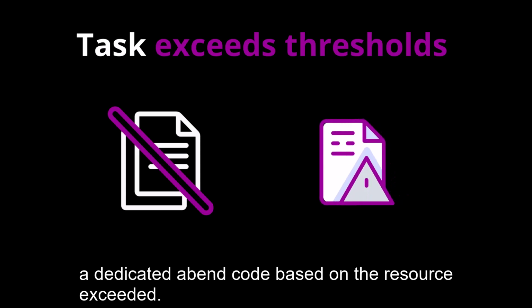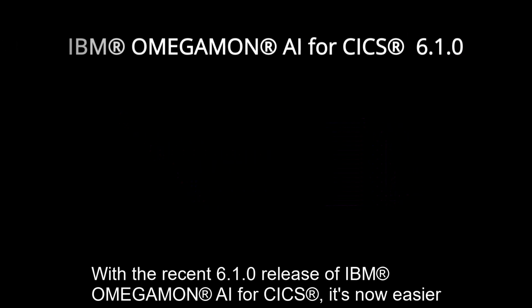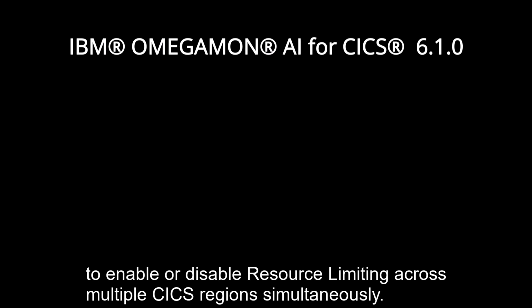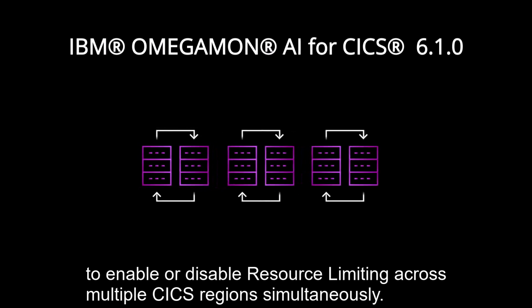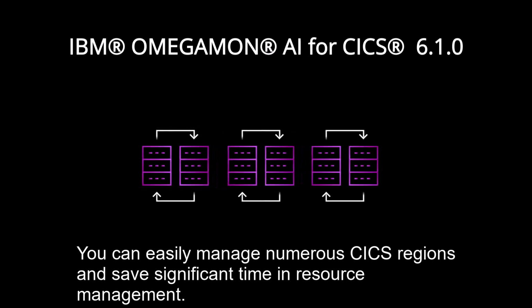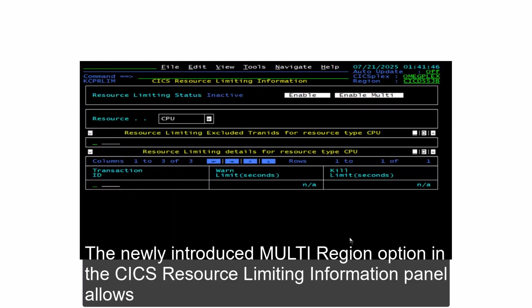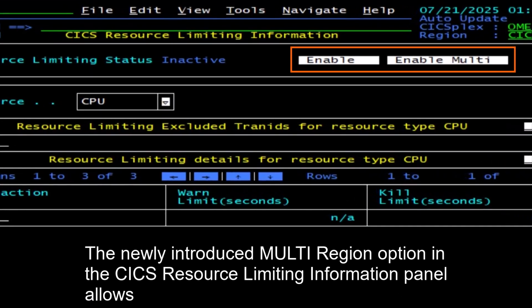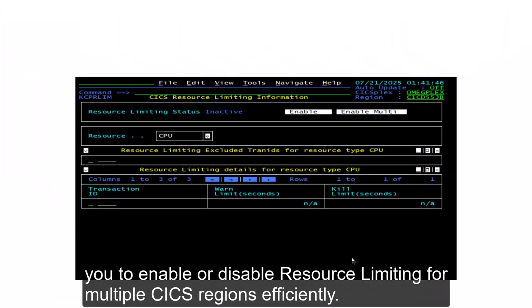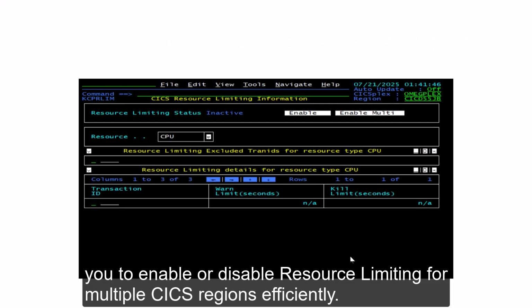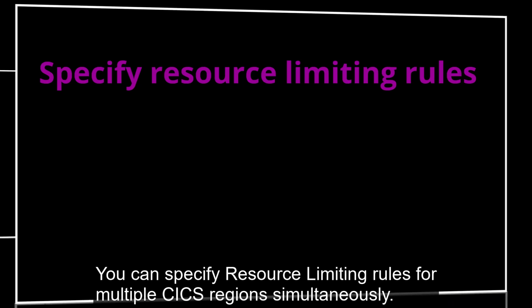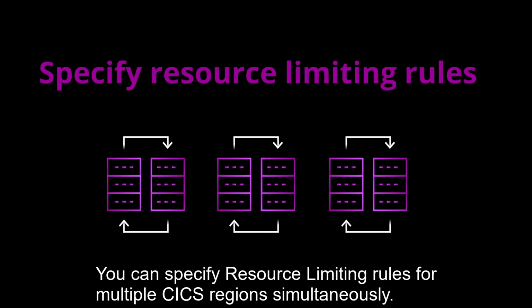With the recent 6.1.0 release of IBM OMEGAMON AI for CICS, it's now easier to enable or disable resource limiting across multiple CICS regions simultaneously. You can easily manage numerous CICS regions and save significant time in resource management. The newly introduced multi-region option in the CICS Resource Limiting Information panel allows you to enable or disable resource limiting for multiple CICS regions efficiently. You can specify resource limiting rules for multiple CICS regions simultaneously.